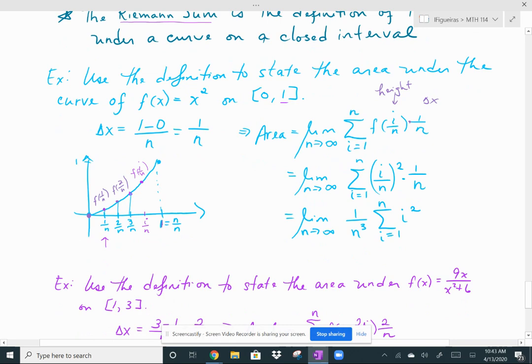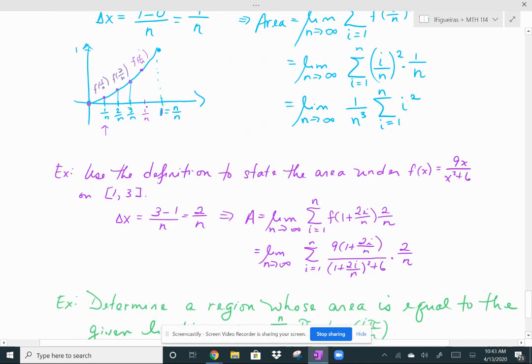Okay, let's do another one. Now, use the definition to state the area under the curve of f of x equal to 9x over x squared plus 6 on the interval from 1 to 3. So first compute delta x. We get 2 over n. Then we have to figure out what our function value is. Now, unlike in the above example, where I start at 0 and the first value is 1 over n, here I'm starting at 1.